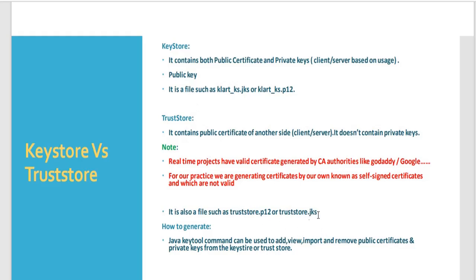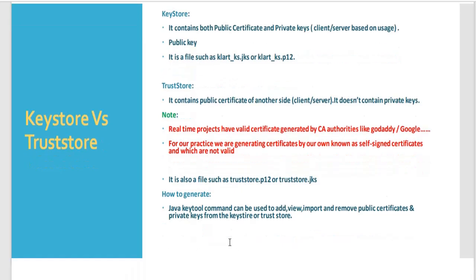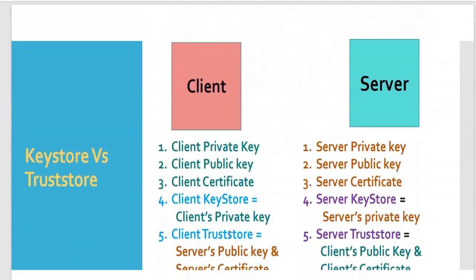which can be saved with the .jks or .p12 extension. How to generate them? We have the Java keytool utility. By using the keytool utility, we have a couple of commands to generate the private key, public key, trust store, and key store. Everything we can generate by using the command prompt.